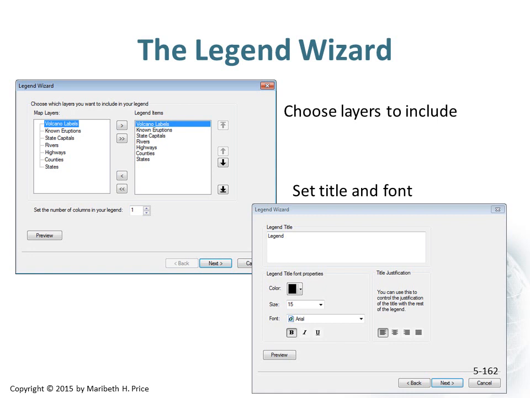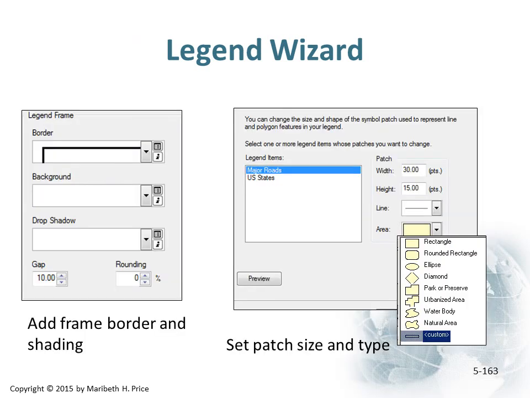You can tell it how many columns you want, and other sorts of things. You can give it a title, change the color of the font, the spacing, the justification, and all that kind of stuff before you proceed. You then have some other elements that you can control, like borders and backgrounds and drop shadows and all these sorts of stuff. And then once you have everything set up, it will then generate a legend.